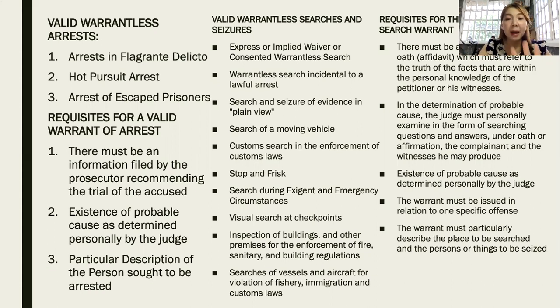Yung pang-apat naman is custom search in the enforcement of custom laws. An individual deputized by the Commissioner of the Customs for the purpose of enforcing customs and tariff laws may validly search containers without a warrant if there is reasonable cause to suspect the presence of dutiable articles. Yung requisites nito, there must be made under the authority of the Commissioner of Customs, pursuant to authority from custom laws, and the search must not be made in dwellings.